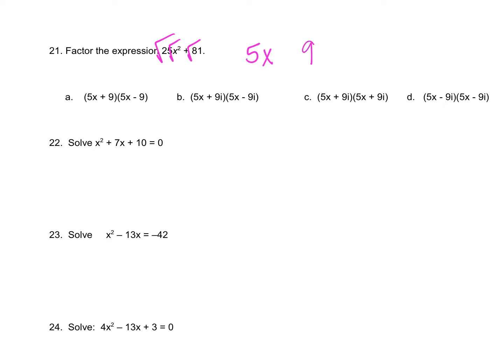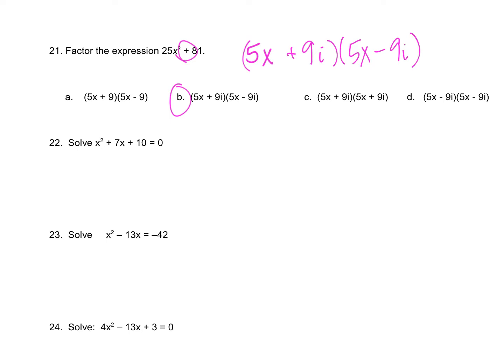Now, because this is plus here in the middle, that means that we are going to make this a 9i. So it's a plus, and then the exact same thing, and a minus 9i. That will look like letter choice B.